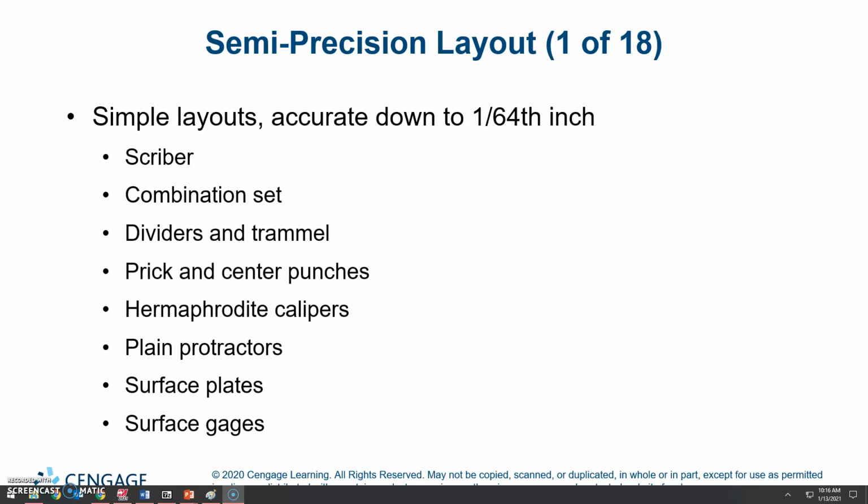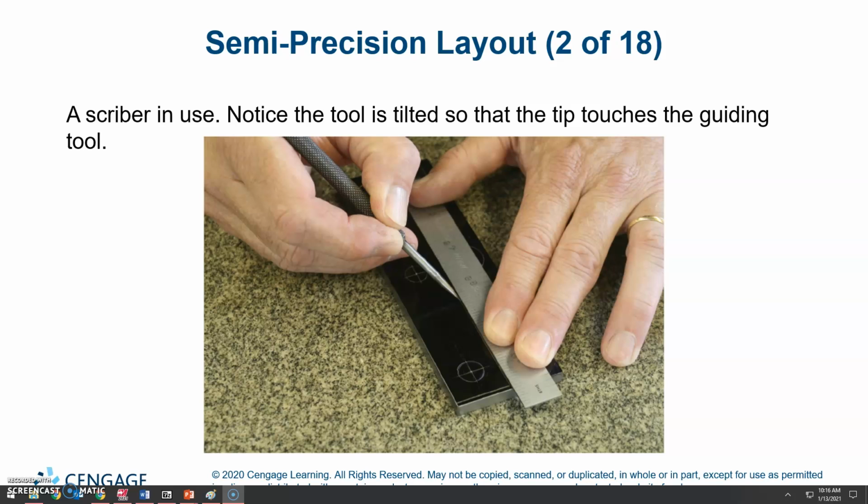Simple layouts are accurate down to 1/64 of an inch. You use a scriber, a combination set, dividers and trammel, prick and center punches, hermaphrodite calipers, plane protractors, surface plates, and surface gauges. A scriber in use. Notice the tool is tilted so the tip touches the guiding tool.